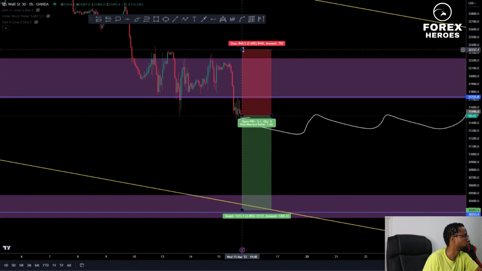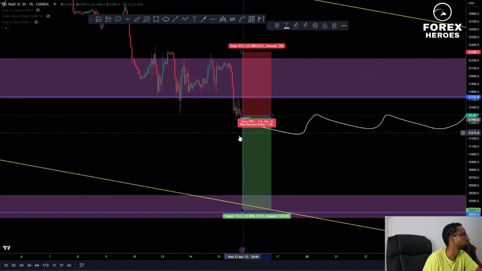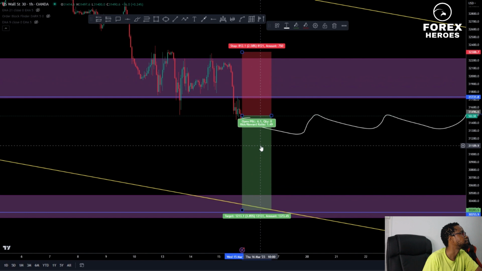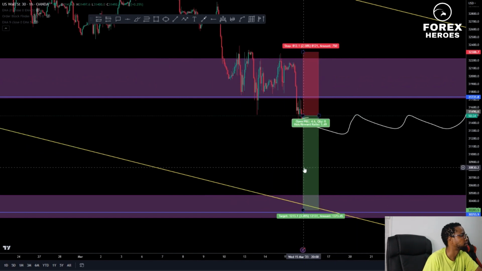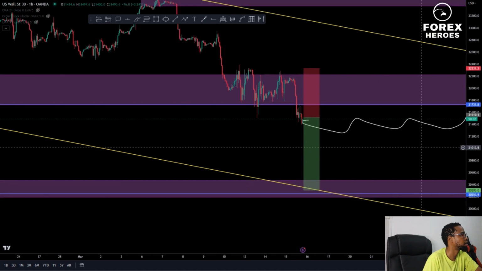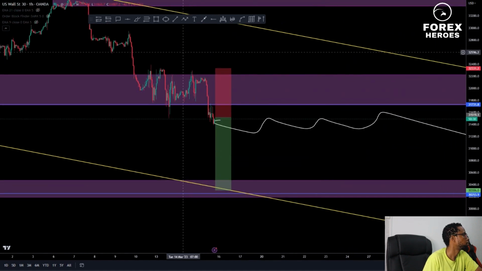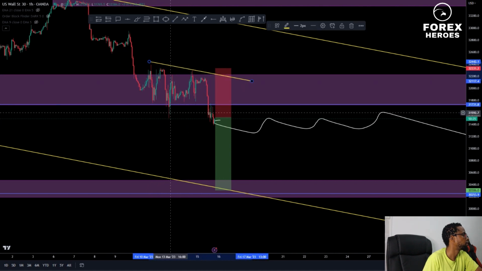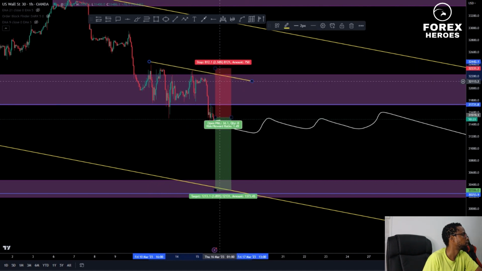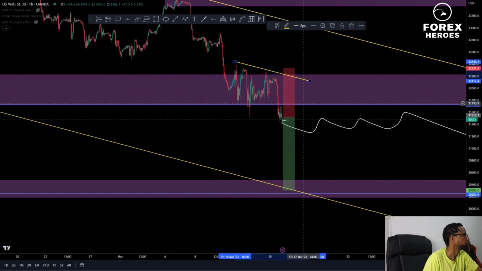If you trade US30, I would suggest you take this trade now. It's still in the New York session, and I'm sure it will push down until New York close. I'll take this with a limit order and put the stop loss above here, because we don't expect the market to come here and break above.